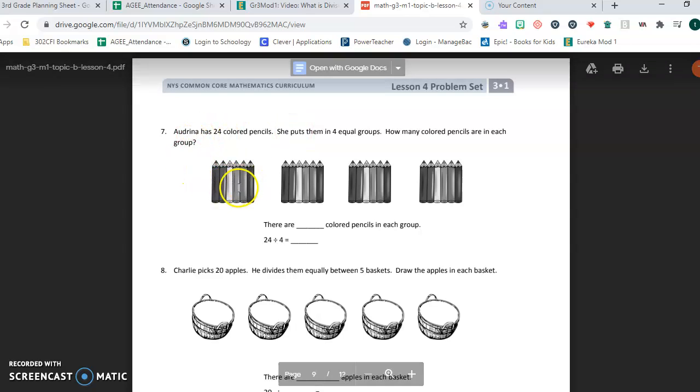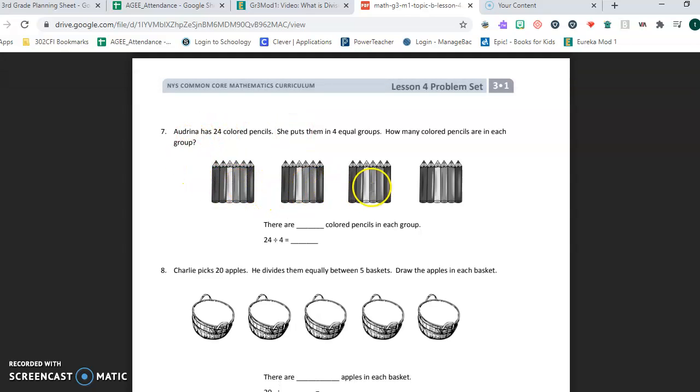Well, it's nice to have this picture here. So they did a drawing of the groups for you. And now we can look down here and see, okay, we've got 24 total things divided by 4 equal groups. So how many things are in each group? There are blank colored pencils in each group.